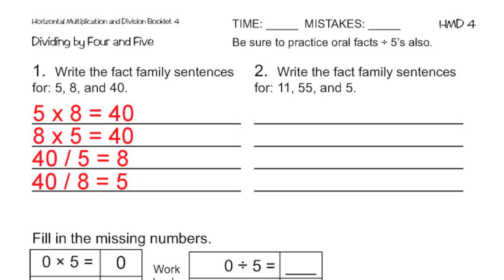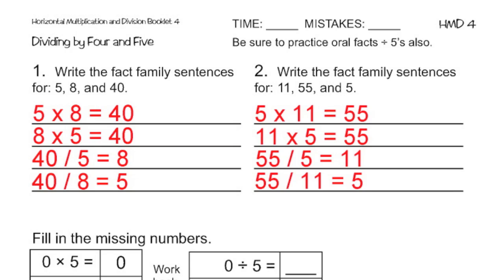Moving on to number 2, write the fact family sentences for 11, 55, and 5. Okay. Let's start with 5 times 11, that's equal to 55, and 11 times 5, also equal to 55. So now let's get into our division. 55 divided by 5 is equal to 11, and 55 divided by 11 is equal to 5.